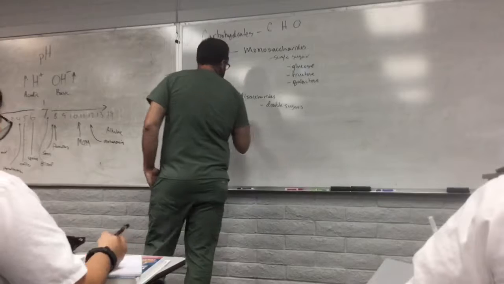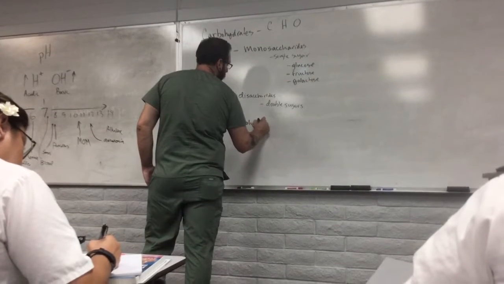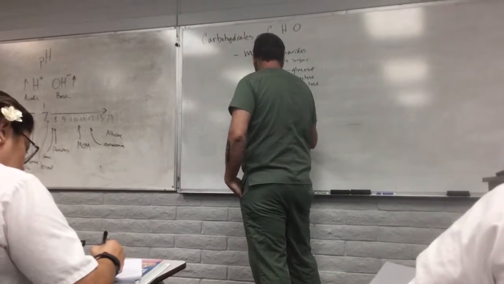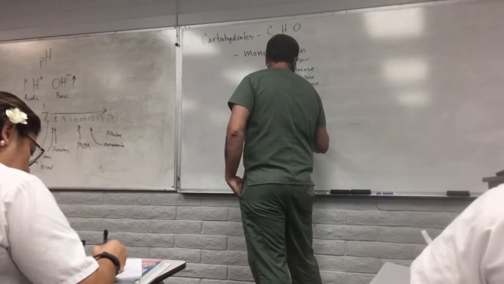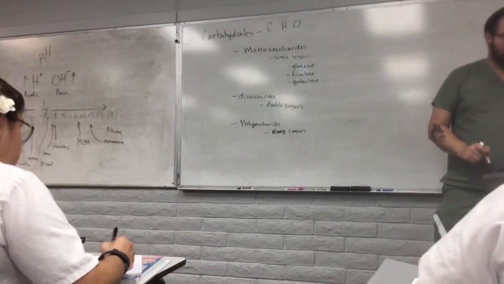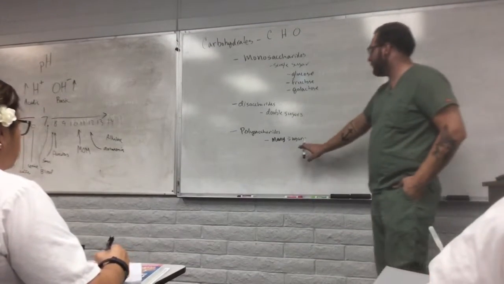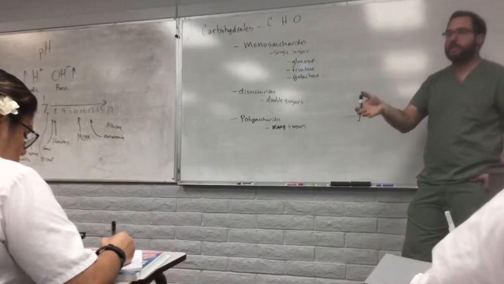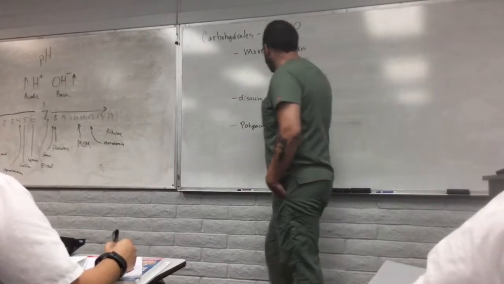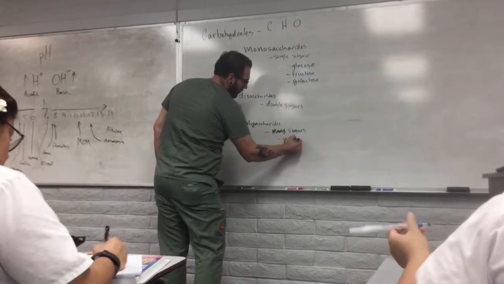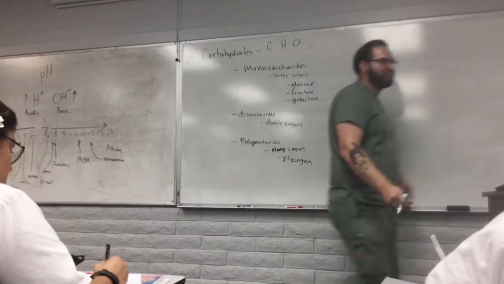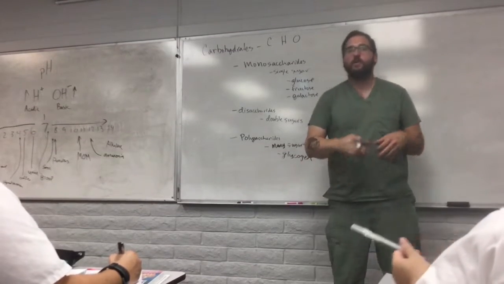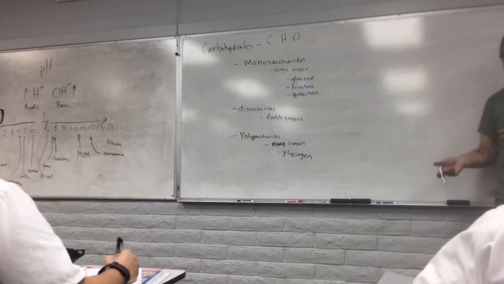And then you have your polysaccharides, which are many sugars. The polysaccharides fall into complex starches, like when you hear complex carbohydrates. Your major one in your body is called glycogen. These are your storage sugars. These hold a lot of energy all together that your body needs to break down for later use.